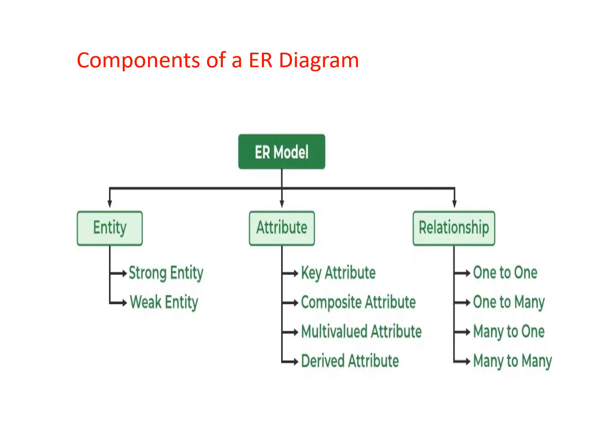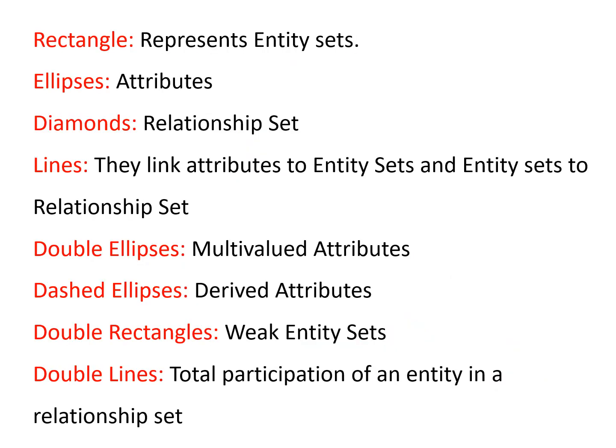So what are all the components of the ER model? The ER model contains entity, relationship, and attribute. Further, entity can be categorized into two types: strong entity and weak entity. Attribute can be classified into key attribute, composite attribute, multi-valued attribute, and derived attribute. Relationship can be categorized into one to one, one to many, many to one, and many to many.